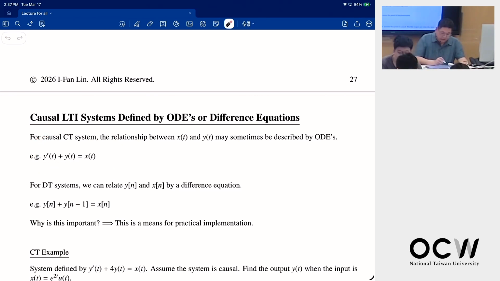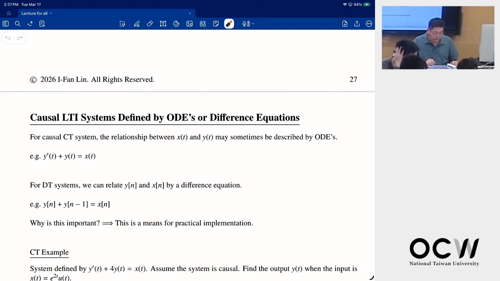For discrete times, we have the difference equation. This is a difference equation. Okay, then why are causal LTI systems important? Because we will see many practical implementations. We'll see that in 10 minutes.